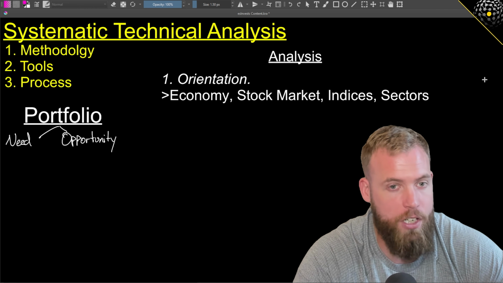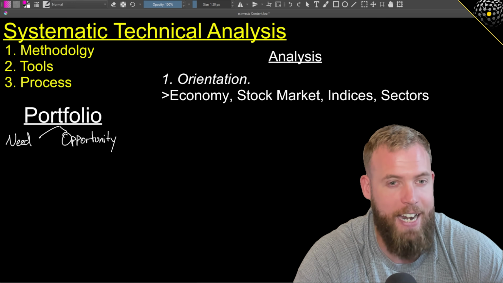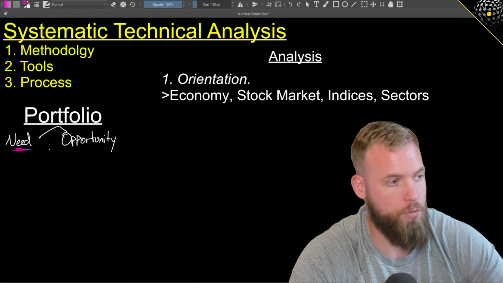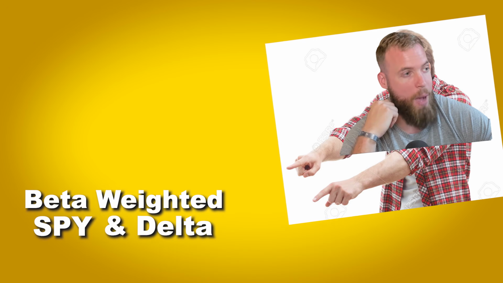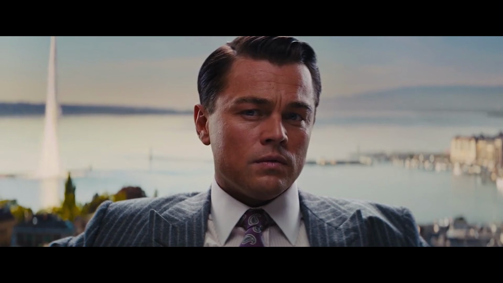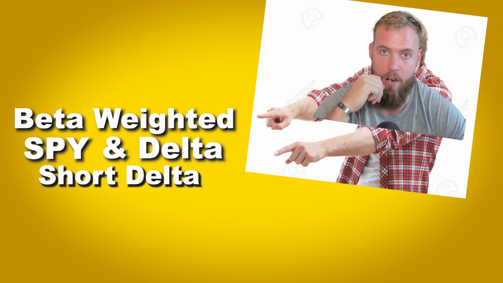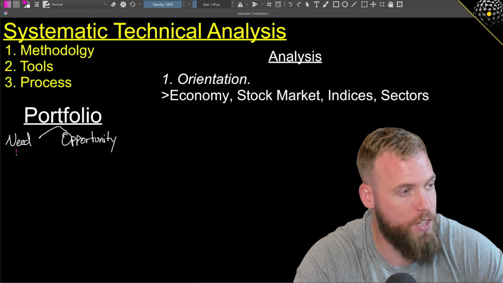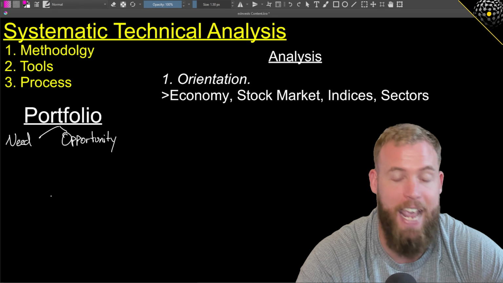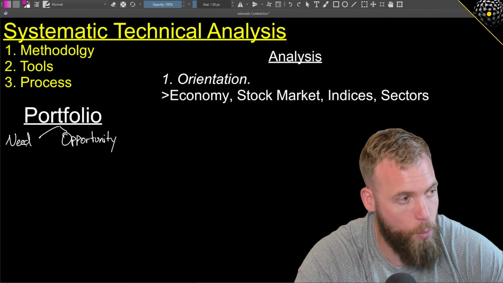Is it that I look at the portfolio and I realize that I need something? Sometimes we need to put on risk. You might look at the portfolio and say, wow, I don't have enough capital at use. I need to get some more out there. Or you might look at the portfolio and say, holy shit, my beta weighted SPY deltas are so massive right now. I need to get some short deltas in there. The reason why this is so important is because if there's a need, it will shape what you're looking for, what analysis scans we're going to put together to help us find what we need.